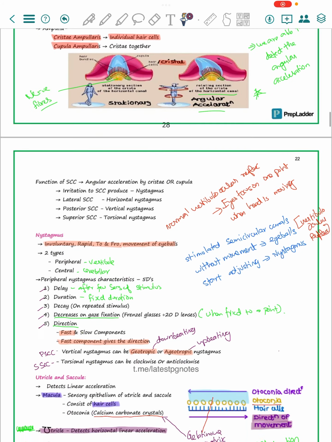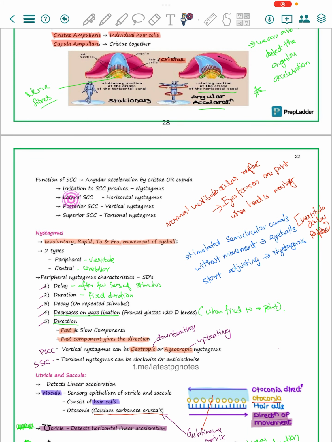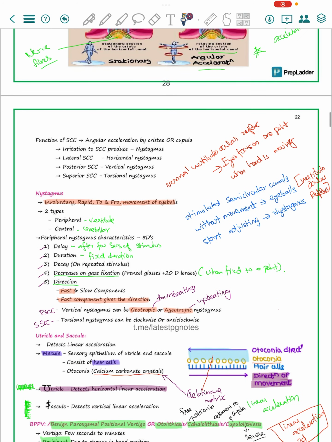Then as I said earlier, any irritation to the semicircular canal will produce nystagmus, especially the lateral semicircular canal. If stimulated, it causes horizontal nystagmus. Posterior semicircular canal if stimulated causes vertical nystagmus, and superior will cause torsional nystagmus. You have to know what nystagmus is.